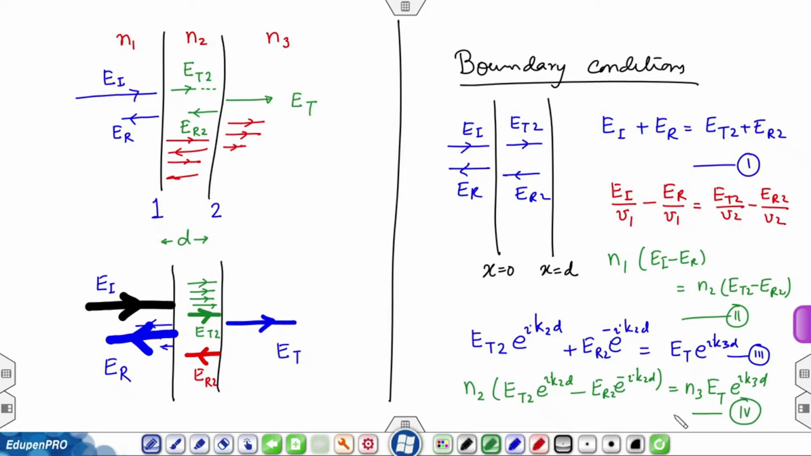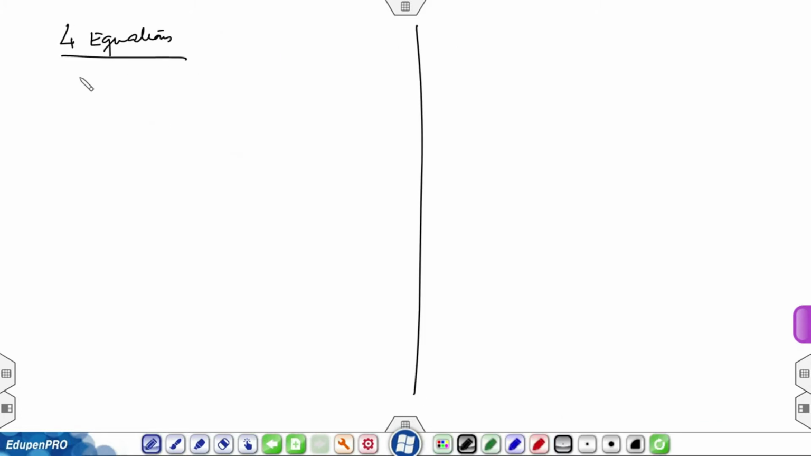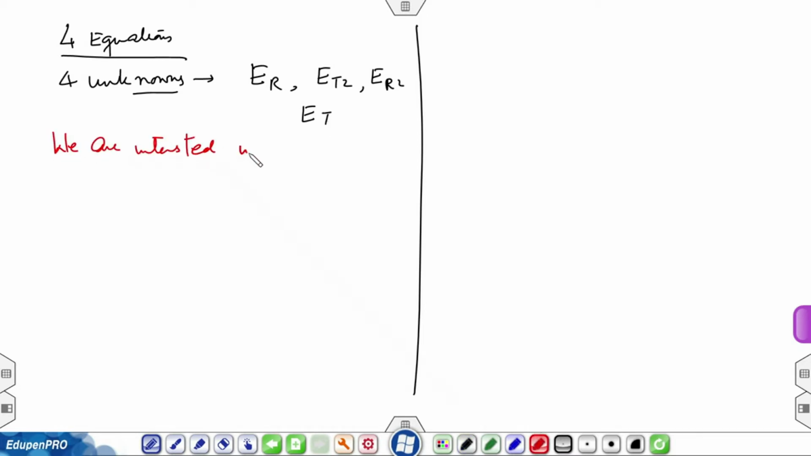I have 4 equations, and how many unknowns do I have? I have 4 unknowns also. I have 4 equations and 4 unknowns. What are those unknowns? ER, ET2, ER2 and ET, and we are interested in ET over E incident. So, I will eliminate the other parts.